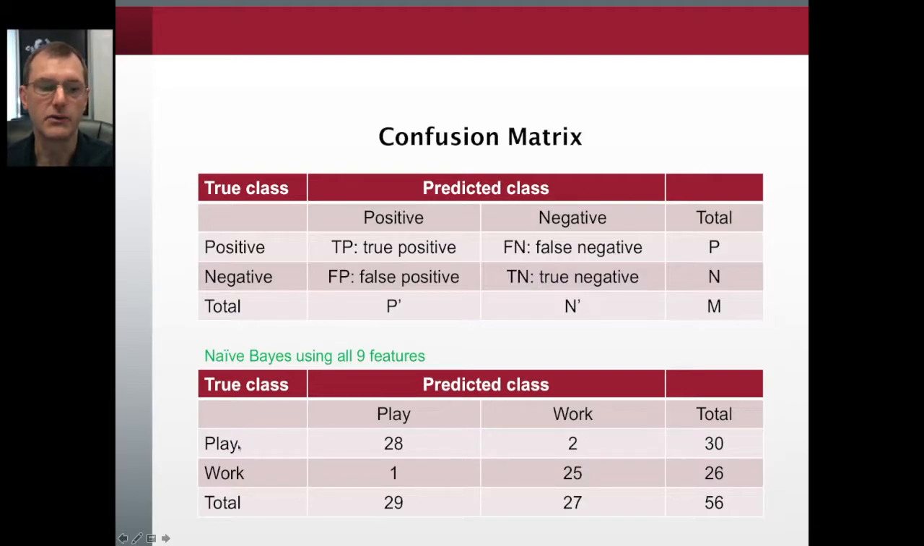So of the examples that are truly classified as play, 28 of those we correctly classify as play, so those are our true positives. But on 2 of them we incorrectly classify them as work, and so those are our false negatives. For the examples that are classified as work, we get 25 of them correct, so those are our true negatives, but 1 of them we incorrectly classify, and so that is our false positive. So that's an example of the confusion matrix for our data on a particular classifier. But let's see how these different types of correct and incorrect predictions can derive some new metrics for us.